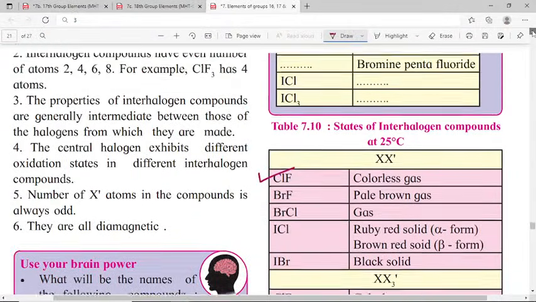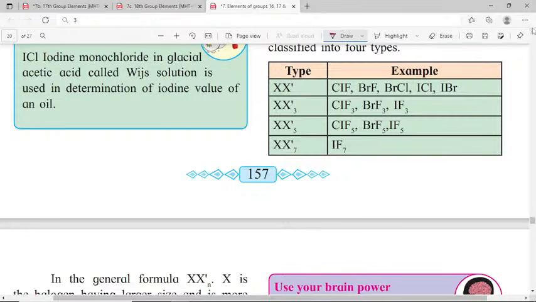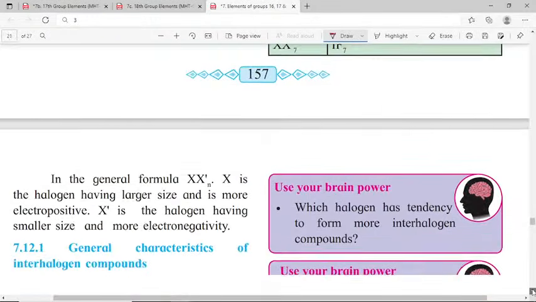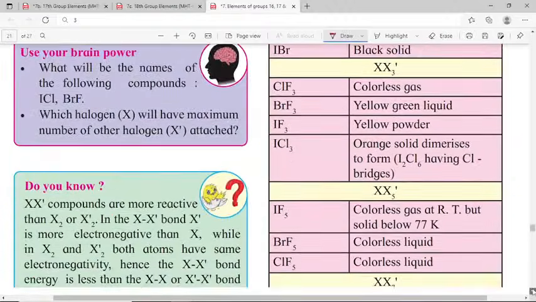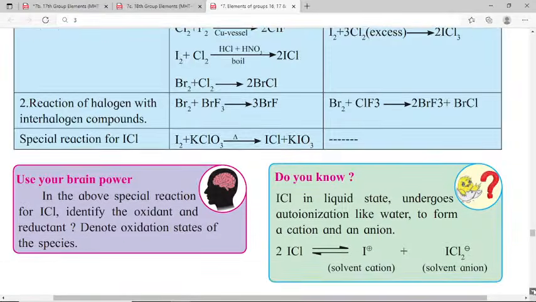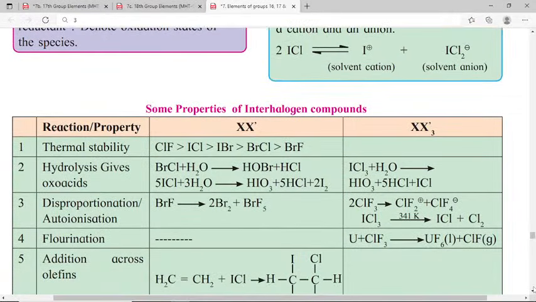Then where it is written, that's in the table. I think there is a table where it is written as interhalogen compounds. Where are the interhalogen compounds? ClF3. Yes, thermal stability of ClF3. Make a note of it. The order is important.